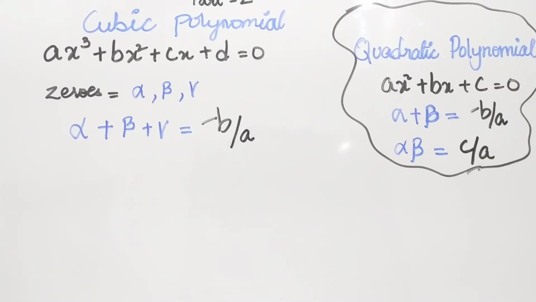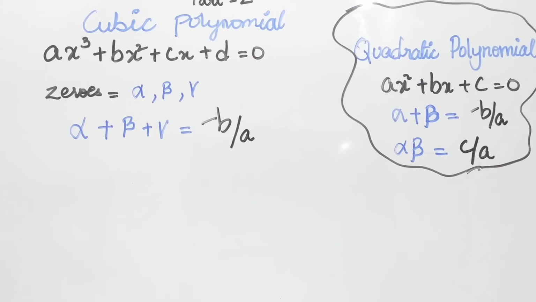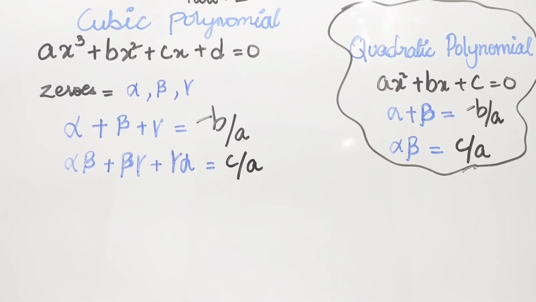Now the next one was actually the sum taken 2 zeros at a time. Instead of taking just alpha plus beta, I took alpha and beta together, right? I took 2 zeros together. Now here I have only 2 zeros, here I have 3 zeros. So what can we do? We can take pairs of 2 at a time. How many pairs can be formed? One pair can be alpha beta, one pair can be beta gamma and one pair can be gamma alpha, right? Those are only 3 pairs possible. If you add them up, you will get c by a.